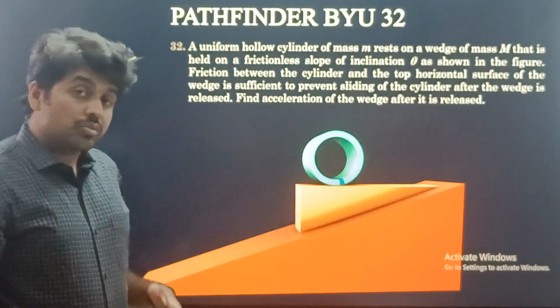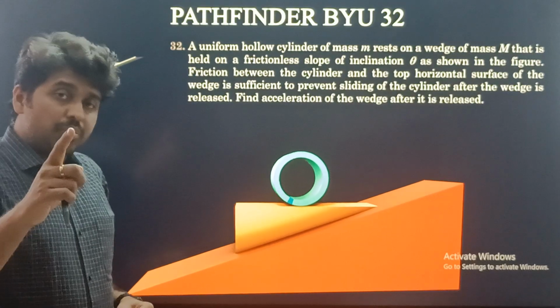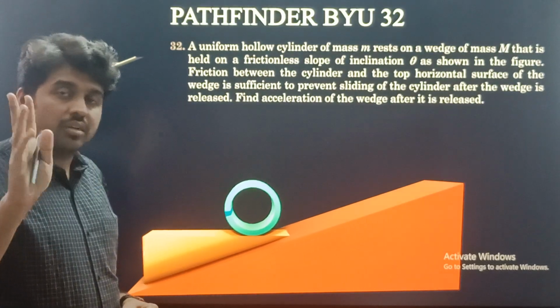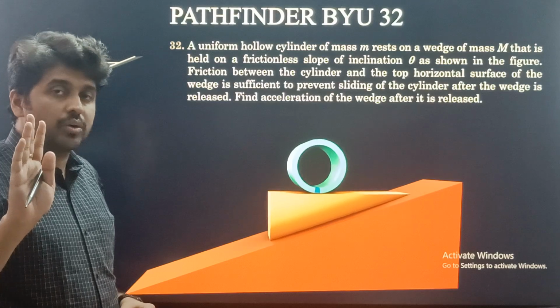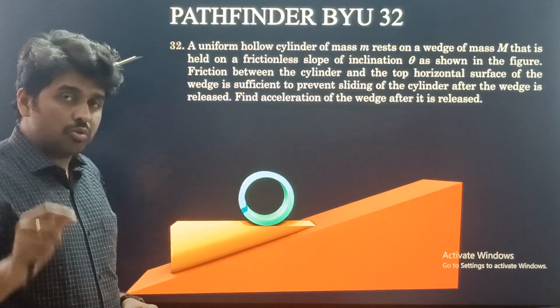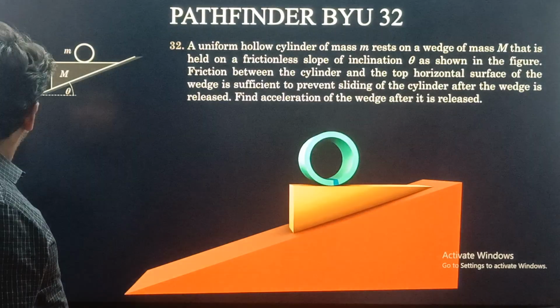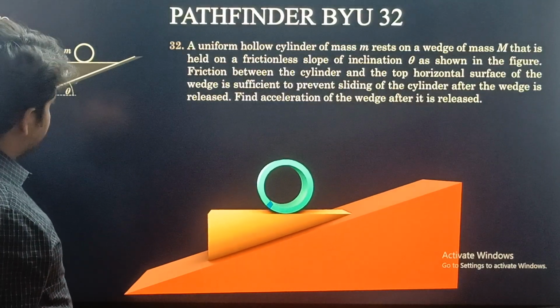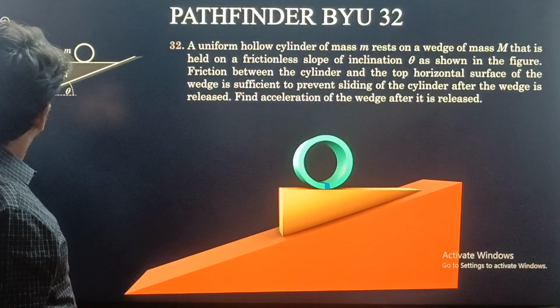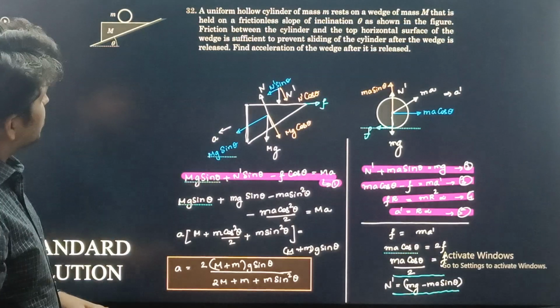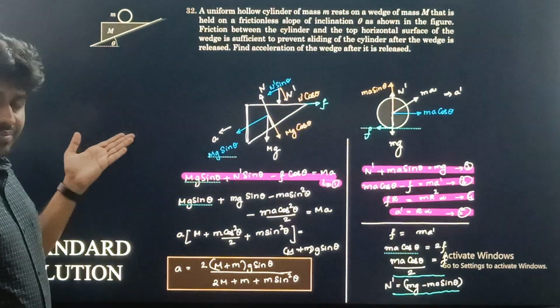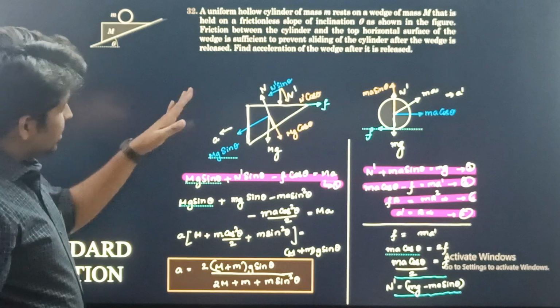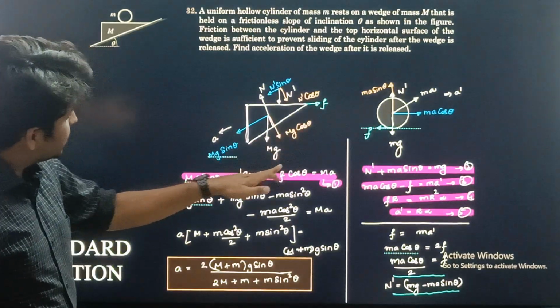Now I'll take up two solutions. The first is the standard solution that we generally do. Then I'll take up the awesome two-step solution. So let us move on to the standard solution. This is the standard solution which we have. In this solution, we draw the free body diagram of the wedge.